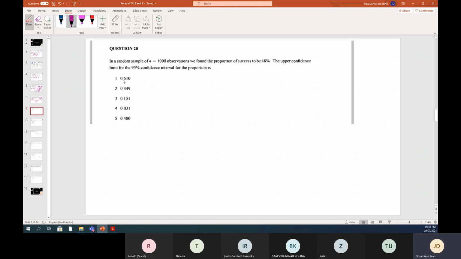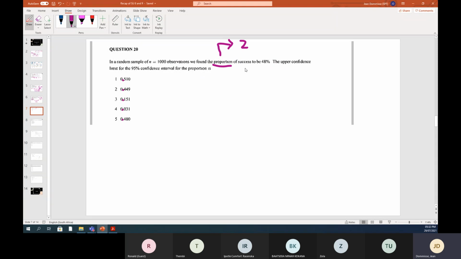And again, there should have been commas in between. In a random sample of n equal to 1,000 observations, we found the proportion of successes to be 48%. When we see proportion, we work with a Z. The upper confidence limit for the 95% confidence interval for the proportion is.